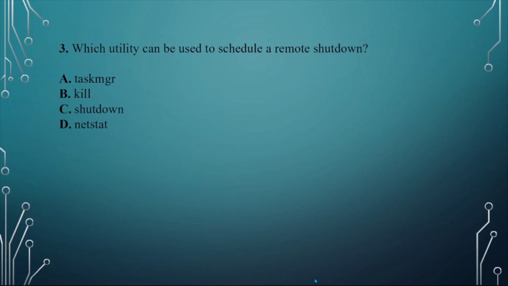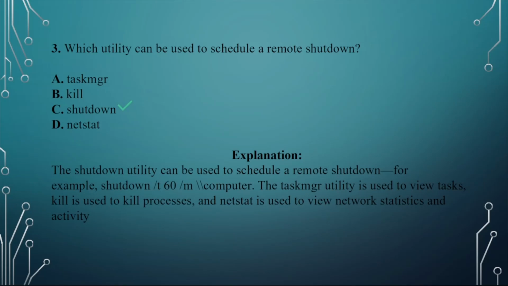Question number 3. Which utility can be used to schedule a remote shutdown? A. Task Manager. B. Kill. C. Shutdown. D. Netstat. The answer here is C. The Shutdown utility can be used to schedule a remote shutdown.